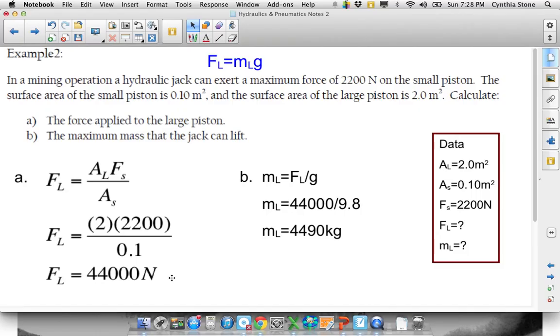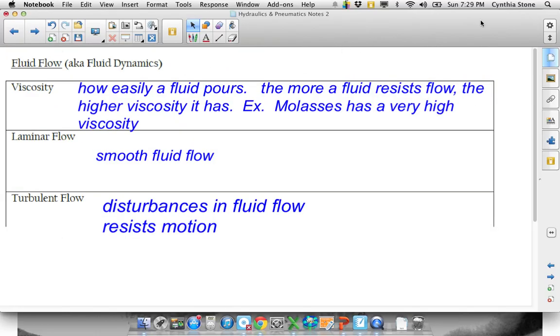Then, in order to find the maximum mass that you can lift, you have to use this equation here. So generally, if the load force, like I said, is the gravity force, it'll be mLg almost all the time. Okay, so then you have this one, you rearrange it for mL, and so this little piston can lift a mass of 4,500 kilograms, on 0.1 meters squared of area. Okay, that's it on Pascal's law.